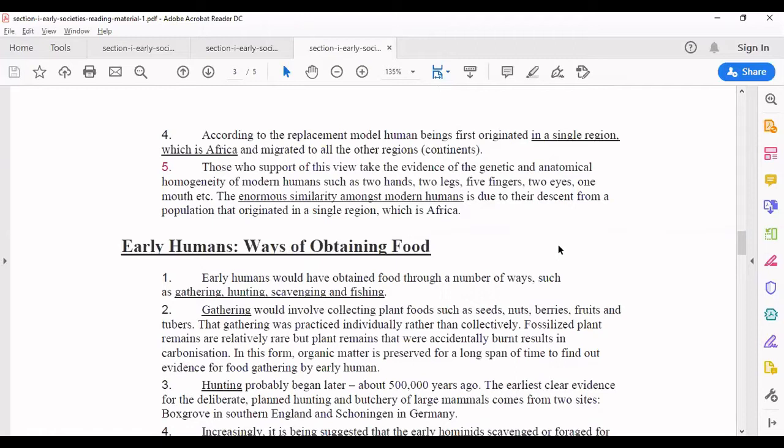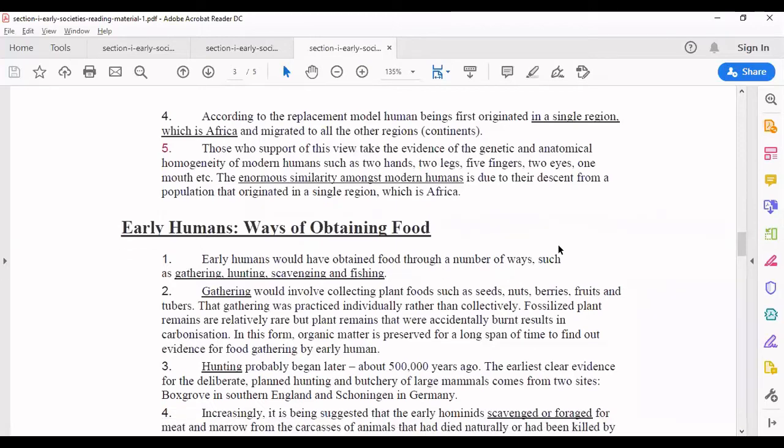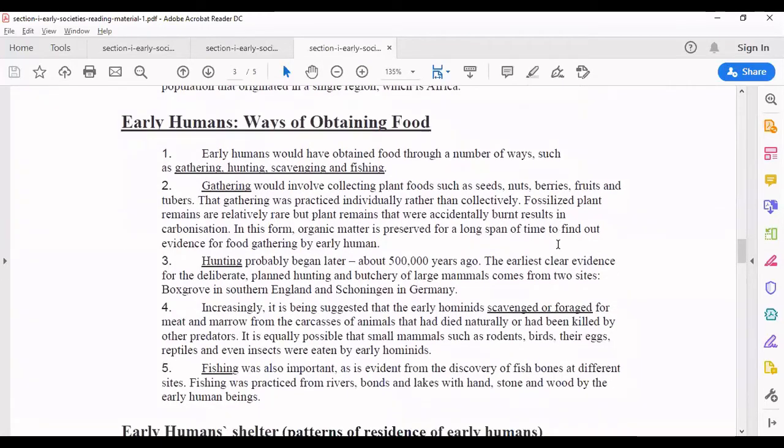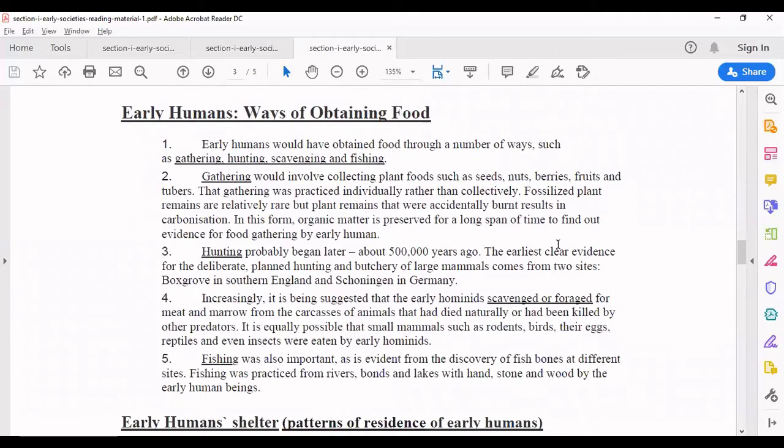So the enormous similarity between modern humans is because of their descent from a population that originated in a single region, which is Africa. So because we've all descended from one place, we all have this similarity in our anatomy. Now then we discussed how did the early humans obtain food?